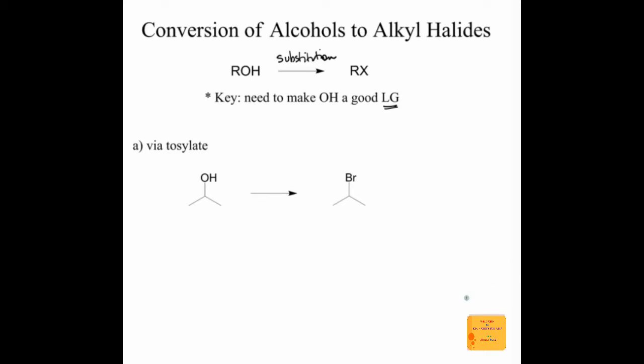So one strategy that we've already seen is to do the tosylate. That strategy will work here as well. So if I wanted to replace the OH with a bromide, with a bromine, I could use tosyl chloride and pyridine to make the tosylate. And then I can use sodium bromide, NaBr, to give me a bromide nucleophile, and we can do an SN2 here. Okay, so that would be a great way to do a substitution. That certainly works as a strategy.